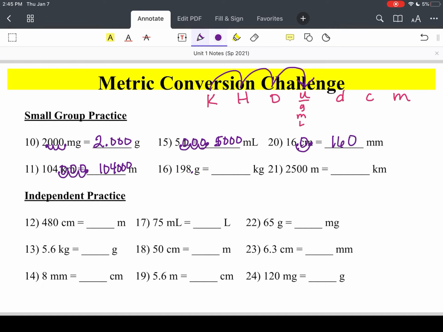Okay, 198, there's my decimal. I'm going from grams to kilograms. So remember, here's my grams in the middle. 1, 2, 3. I went to the left, so 1, 2, 3. My new answer, 0.198.